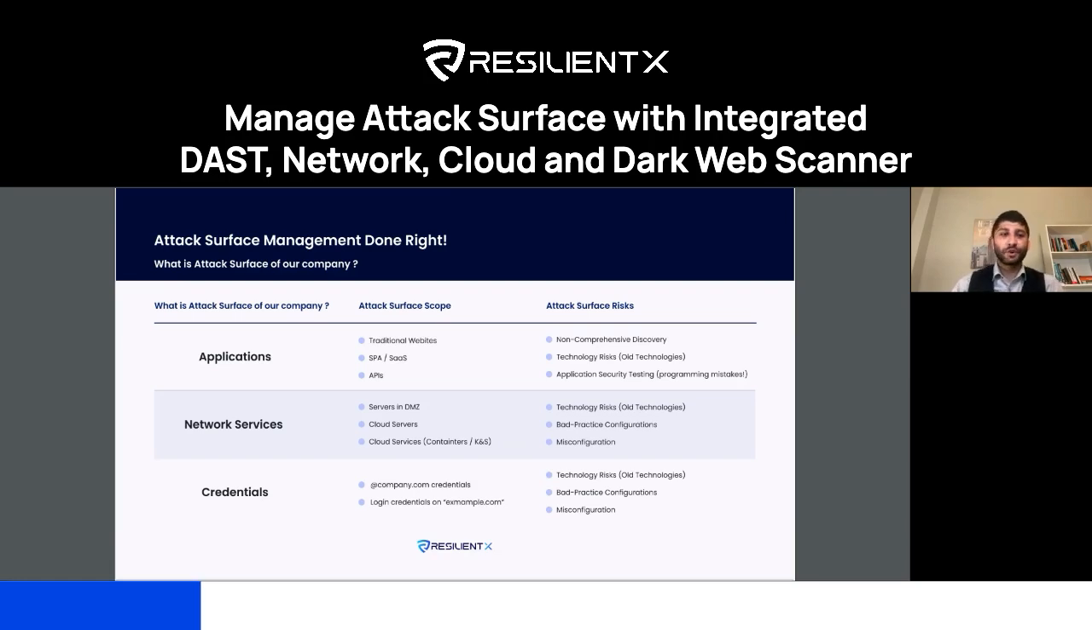So what is the scope here? Here the scope can be any type of application that a company owns or operates on or relies on. So it would not be only the applications that are owned by our company, but it can also be the applications that we rely on.